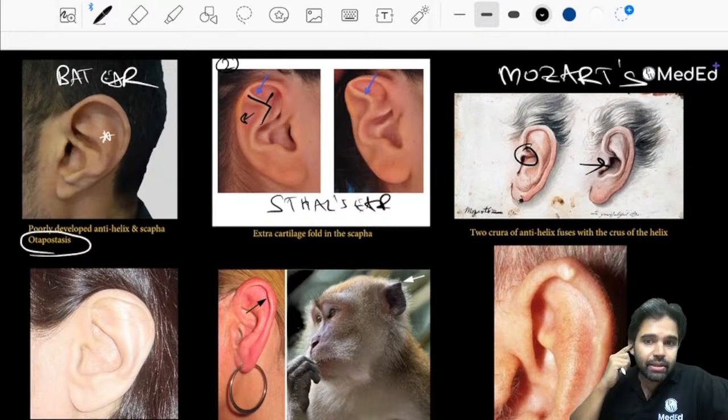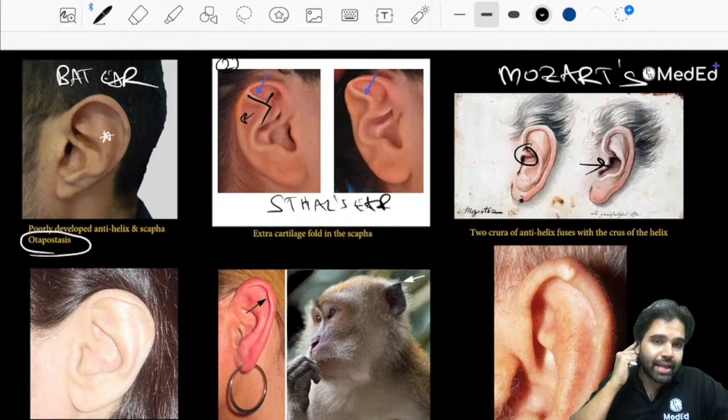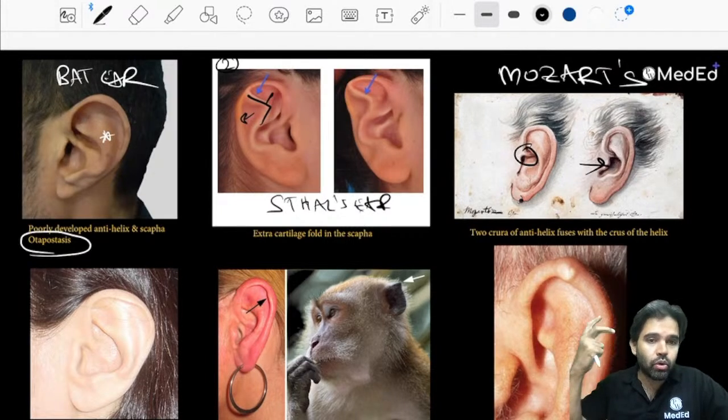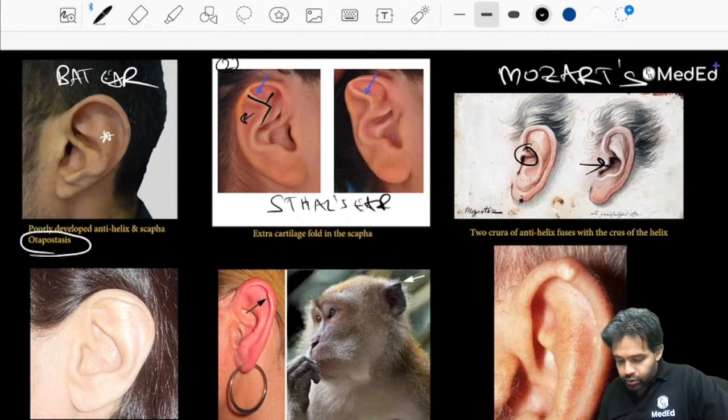In Stahl ear, there is a problem in the scapha because of the extra crus. Bat ear is a poorly developed antihelix, making it look like a cup. This ear is also important over here. We are seeing what is called Wildermuth's ear.